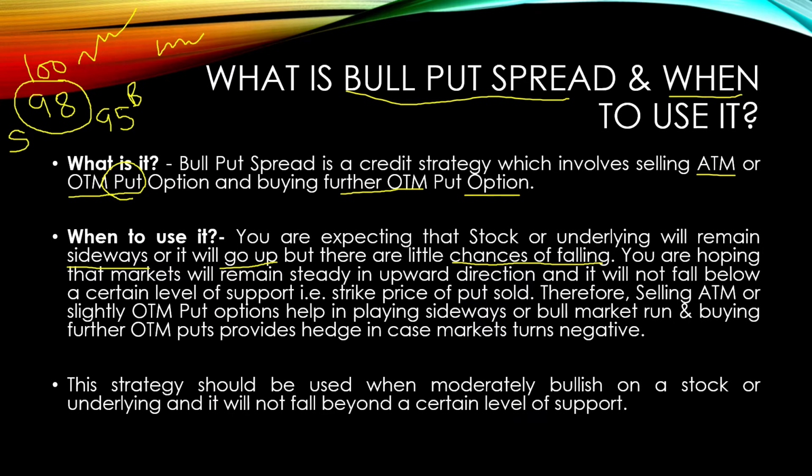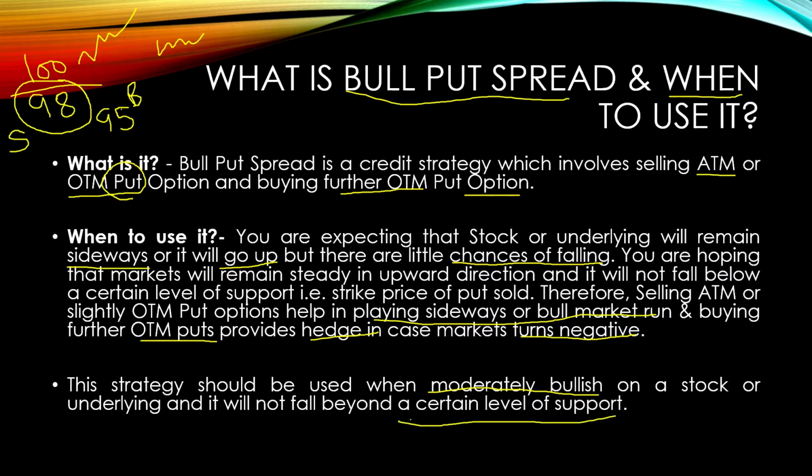So the first requirement: you are hoping that this stock is going to rise and it will not fall below your sold level of put options. Selling at the money or slightly out of the money puts helps in playing a sideways or bull market run, and buying further OTM puts provides a hedge in case the market turns negative. So this is a very simple strategy. You are bullish or sideways on a stock, you sell the put option and you buy the further out of the money put option. This strategy should be used when you are moderately bullish and the stock will not fall below a level of support.